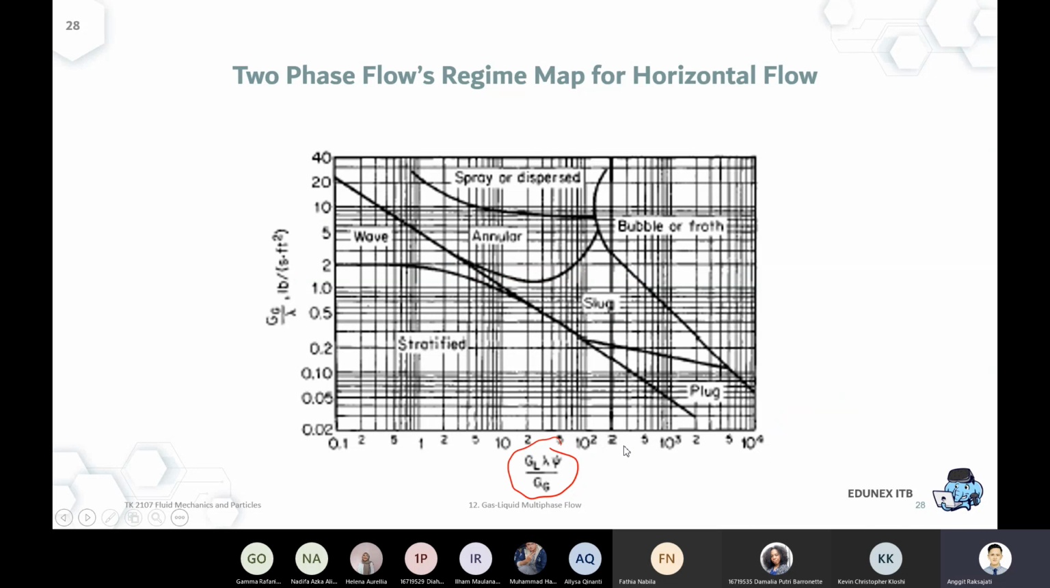So at this point, we just have to be familiar with the parameters. So G, that means the superficial flux velocity. So just check the earlier slide about the types of variables that are typically used in the system.